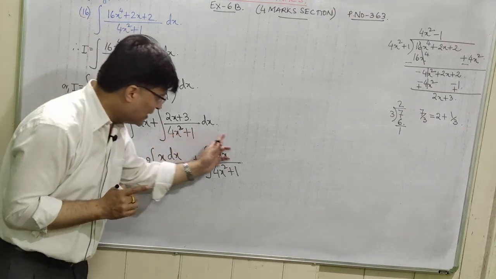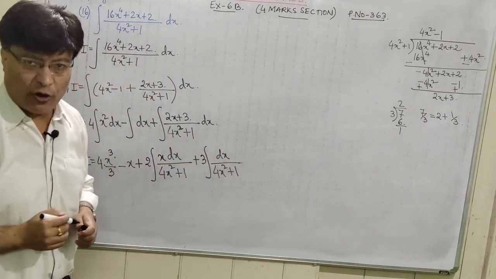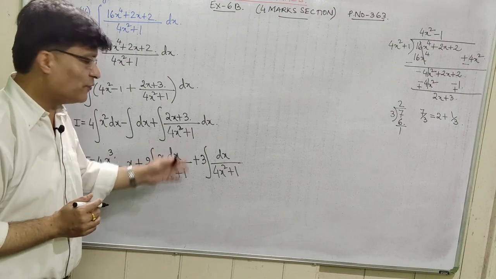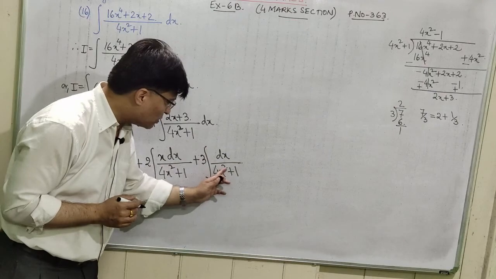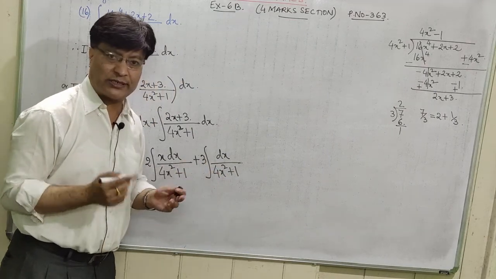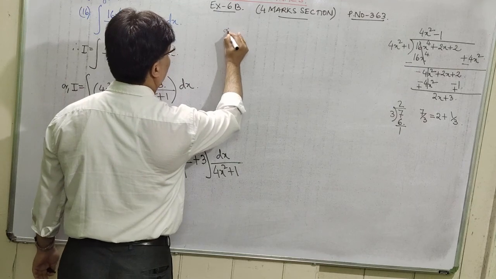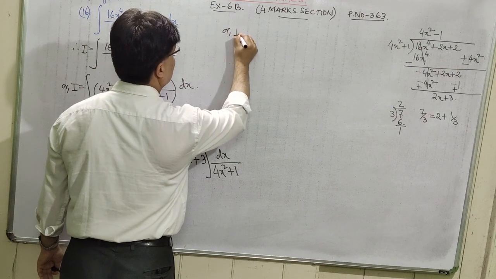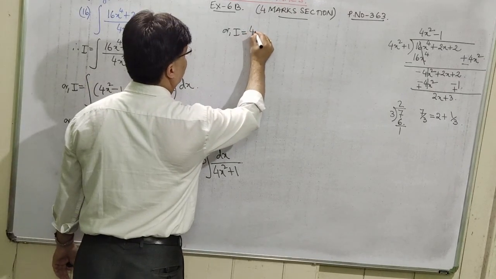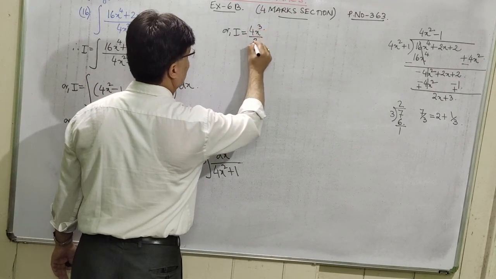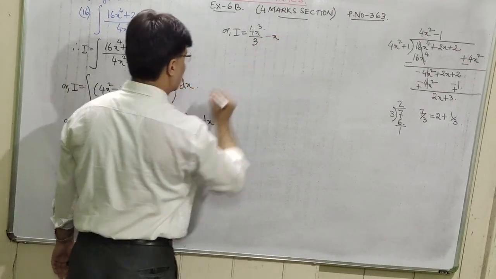त यसलाई चाहिँ हामी कसरी गर्छौं? Let us convert it into standard integral form. Okay, that is your first standard form. So before that, you have to make the coefficient of x square 1 here. 4 is taken common. Okay, so let us evaluate it. Or this is I is equal to 4x cubed by 3 minus x.